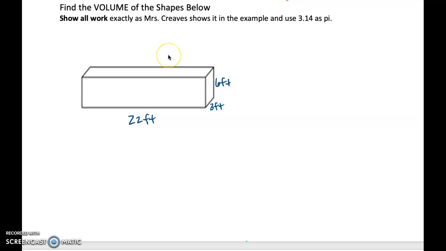Okay, so this is part two of a video that we started with area and surface area. Now we're moving on to volume. Volume for me is very simple. I find the area of the base shape and I multiply by how tall the shape is, or if it's on its side, how far apart those bases are.